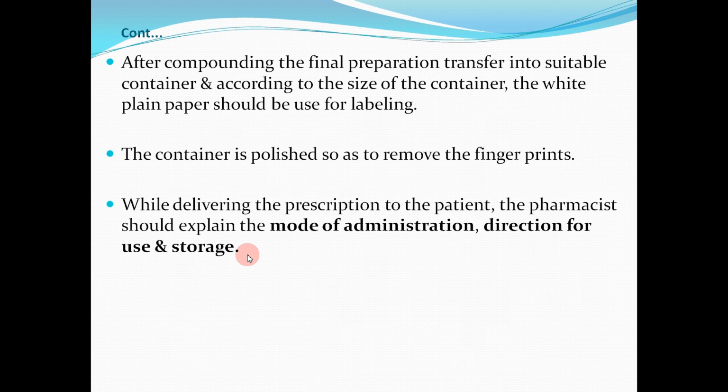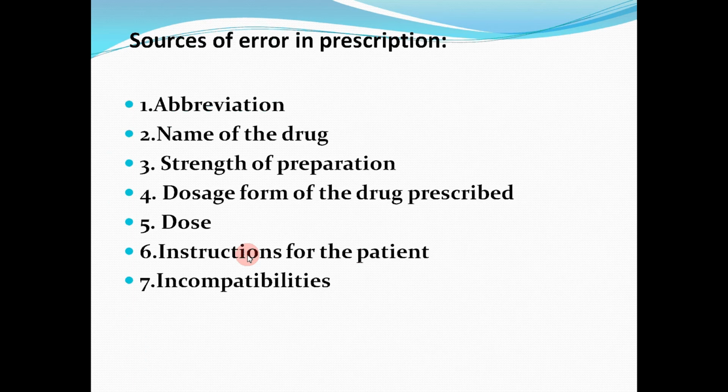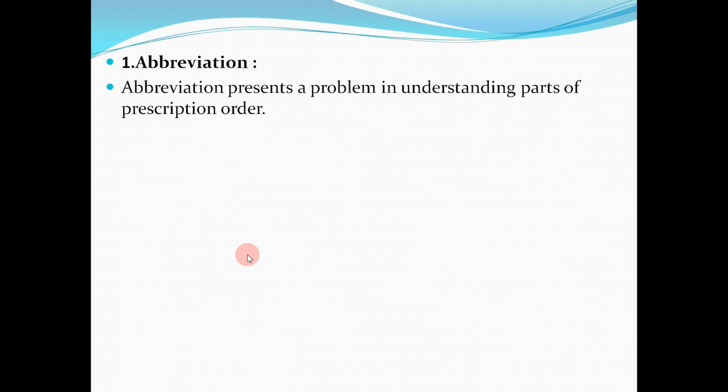So the next part is the sources of error in prescription. Which are the sources of error in prescription? First is the abbreviation, then name of the drug, strength of the preparation, dosage form of the drug prescribed, dose, instructions for the patient, and the last one is incompatibility. First, we will see abbreviation.